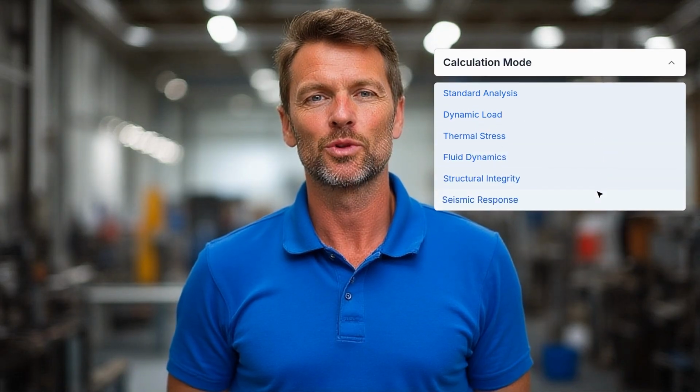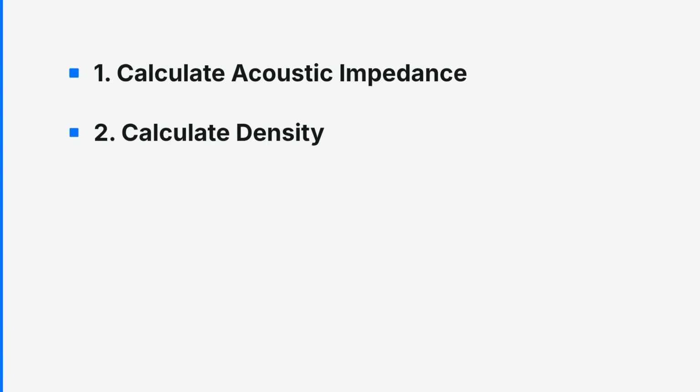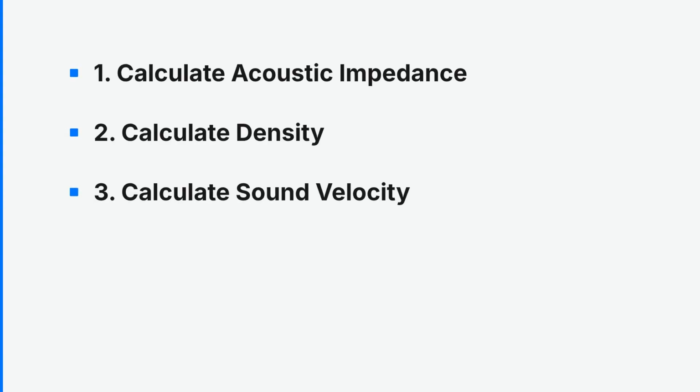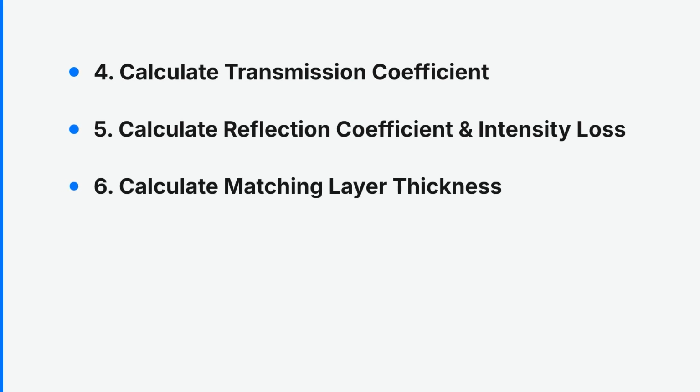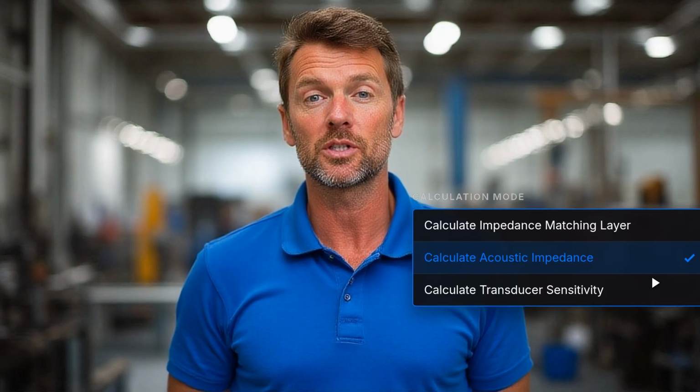At the top, you'll find the Calculation Mode drop-down menu with 6 powerful options: calculate acoustic impedance, calculate density, calculate sound velocity, calculate transmission coefficient, calculate reflection coefficient and intensity loss, and calculate impedance matching layer thickness. For our demonstration, we'll select Calculate Acoustic Impedance.